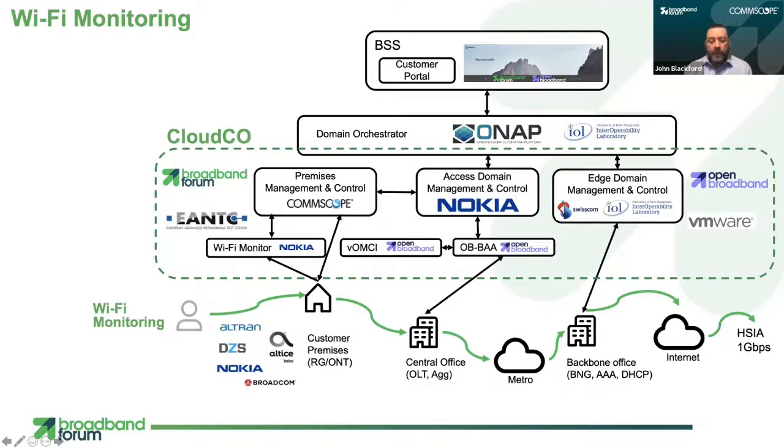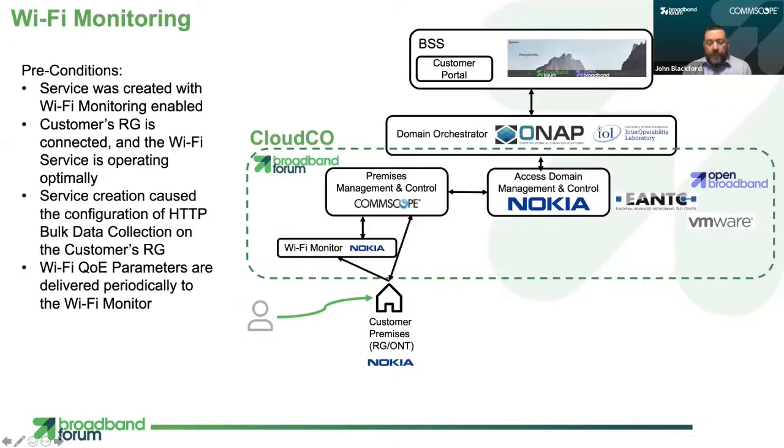On this first slide, we see the full breadth of the demonstration components. But here on the second slide, we see the more focused area of Wi-Fi monitoring. Here we see some key new aspects of the demonstration as compared to what was shown last year. This year we have introduced the CommScope Premises Management and Control solution that communicates to the RG via USP, and the Nokia Wi-Fi monitoring solution that receives bulk data collection reports from the RG.